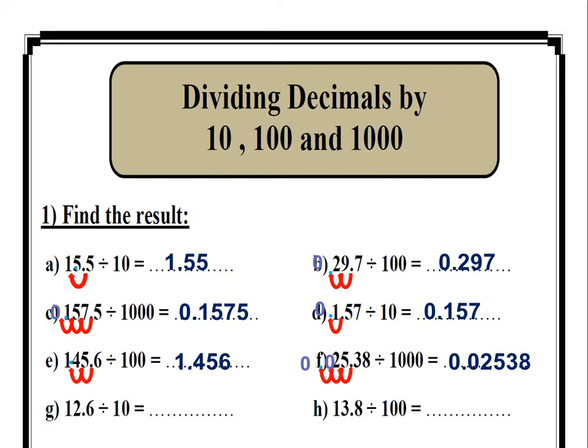G, 12.6 divided by 10. I have 1 zero, 1 step backwards. So here is the new position of the decimal point, 1.26. H, 13.8 divided by 100, 2 steps backwards. So here it is, the decimal point before the 1, so it's going to be 0.138.